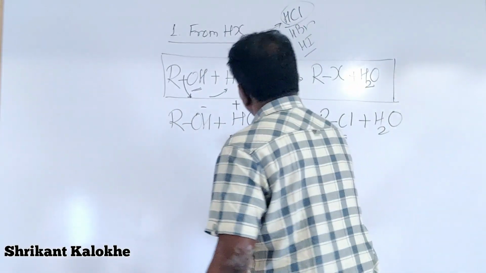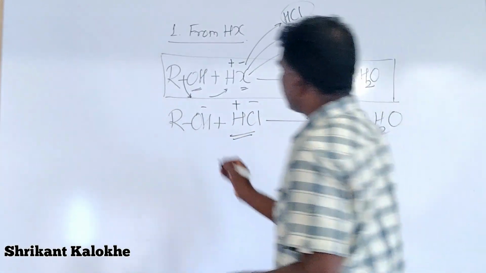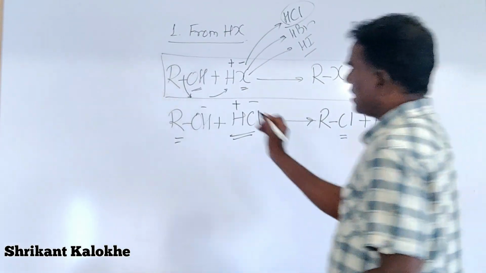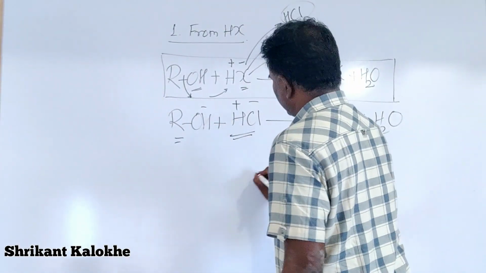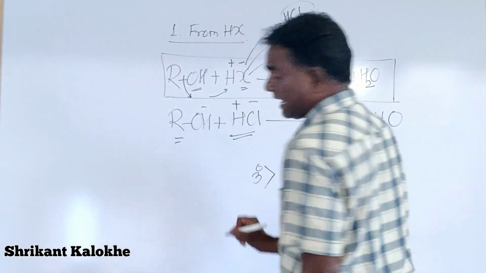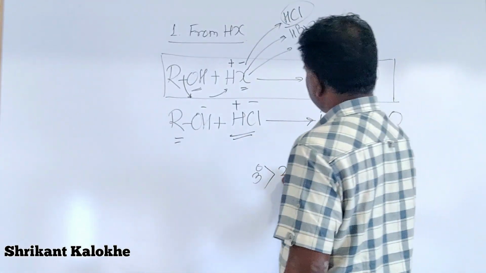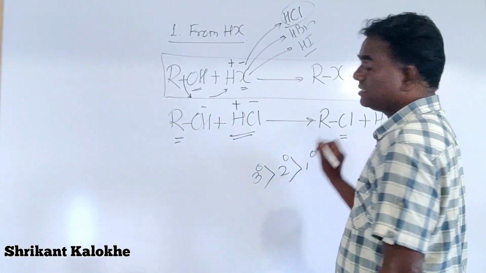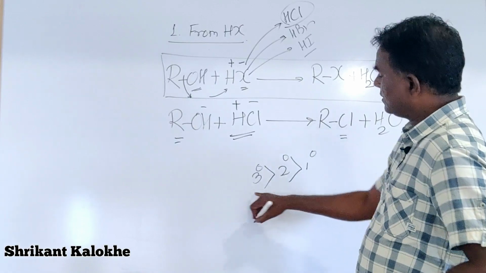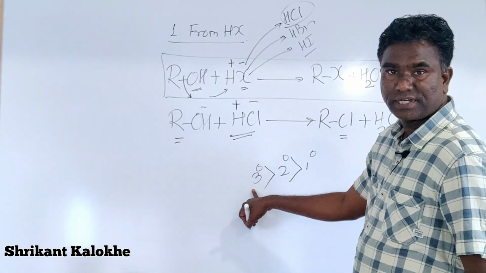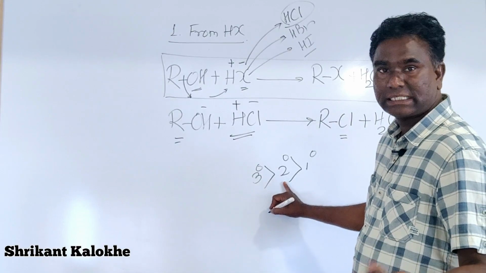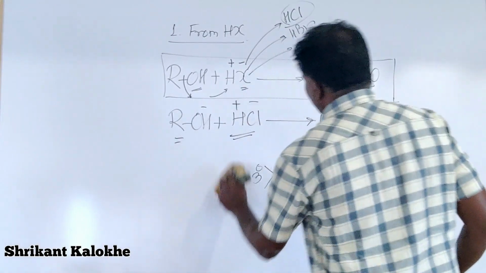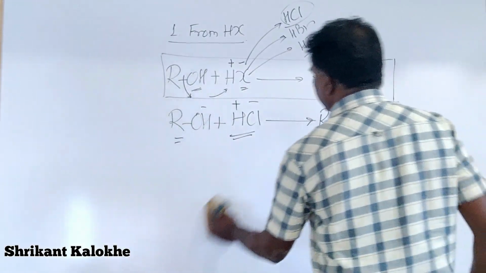But think about the reactivity of HCl, or the reactivity of ROH also. If ROH is tertiary, it is highly reactive. If ROH is secondary, it is less reactive. If ROH is primary, it is very less reactive. Tertiary alcohols react faster, secondary less fast, and primary reacts slowly. So this is about the primary, secondary and tertiary nature of alcohol.